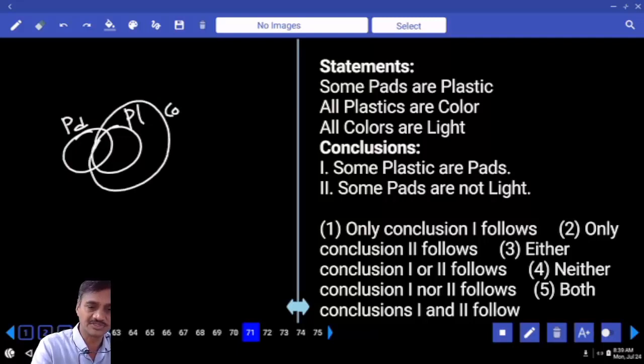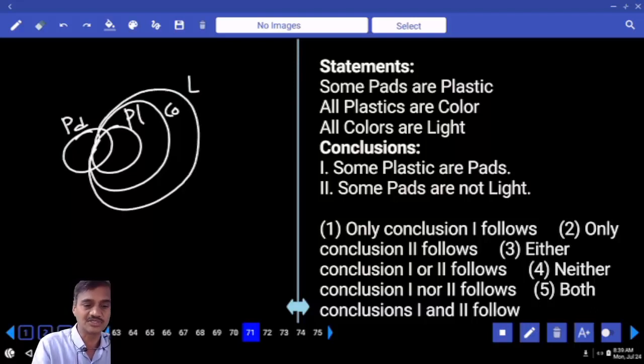The entire plastic is color, and all colors are light. This entire color is a part of it. Some plastic are pad, definitely. Some pads are not light. As of now, some pads are not light. These are the pads that are not light.